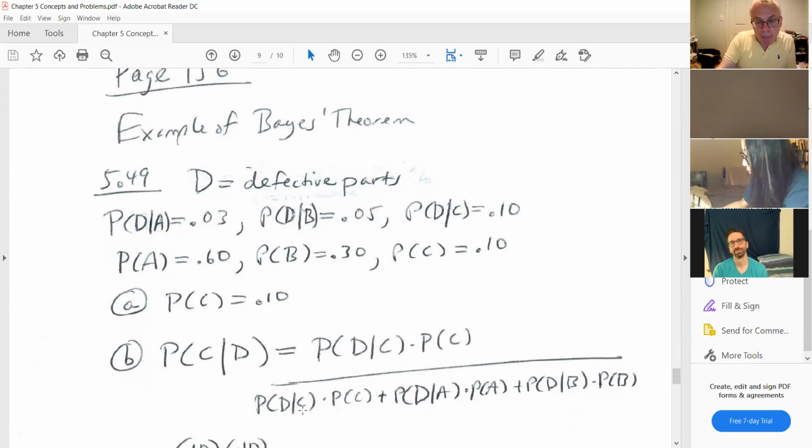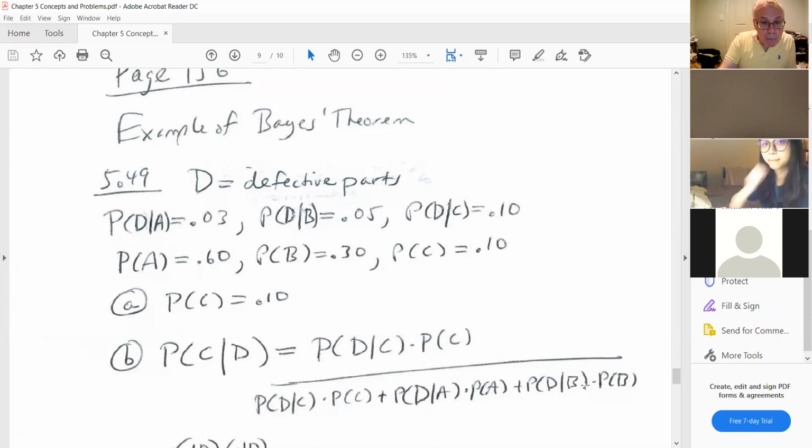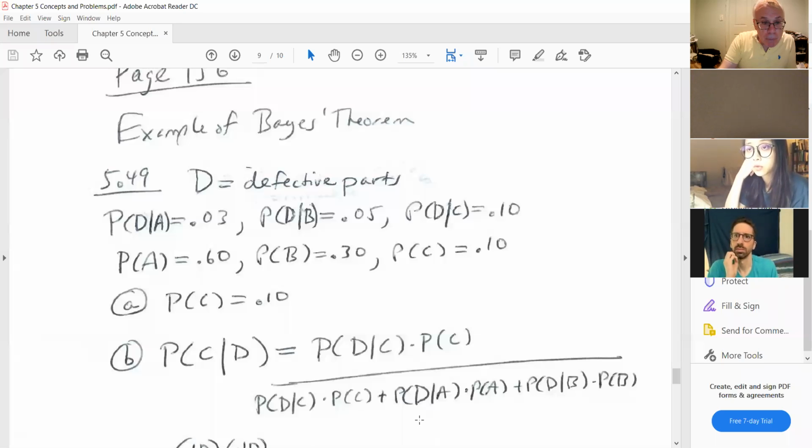The denominator becomes what? And I'm looking at it here, and hold on one second. Let me see if I did this correctly. I think I did, but all right. Now, yeah, I did it correctly.